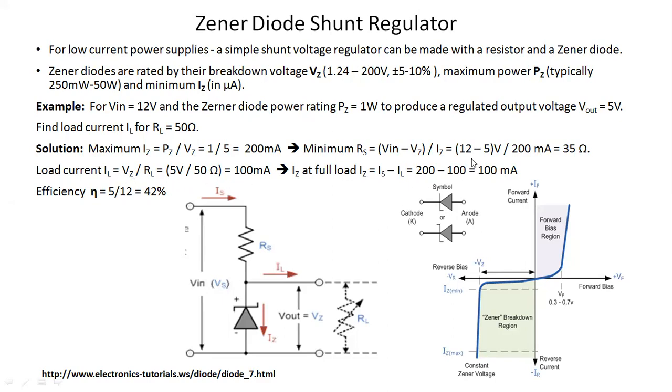You have the value for Iz. You have the value for load current. These are in parallel, so the current will divide. Of this Is, some current will go into the Zener, and some current will go to this load. So according to KCL, the incoming current is equal to the outgoing current at this node. So you can take Iz plus IL equal to Is, because both are outgoing. If you write Iz plus IL on one side, on the other side you can write the incoming current, that is nothing but Is. So you can rearrange that equation to derive the value of Iz.